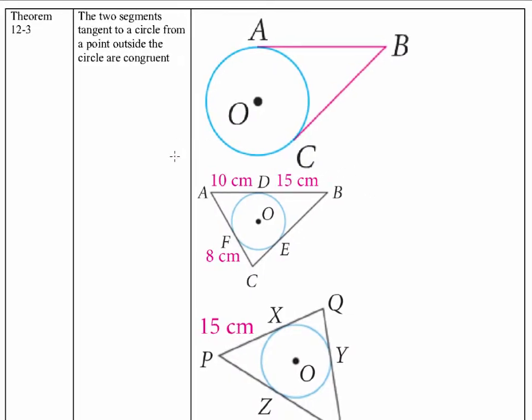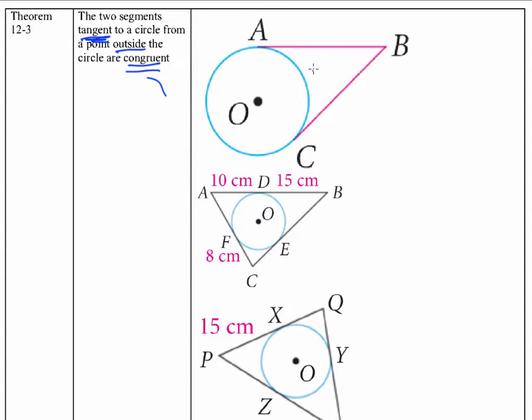Okay, so let's take a look at theorem 12-3. Theorem 12-3: the two segments tangent to a circle from a point outside the circle are congruent. So if they're tangent to the circle from a point outside the circle, then they are going to be congruent.